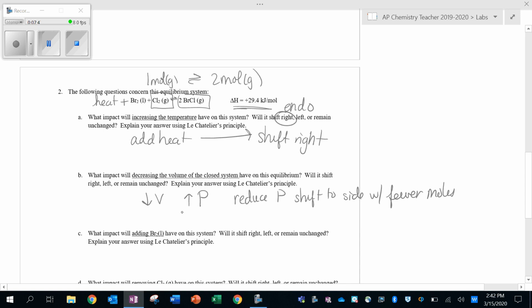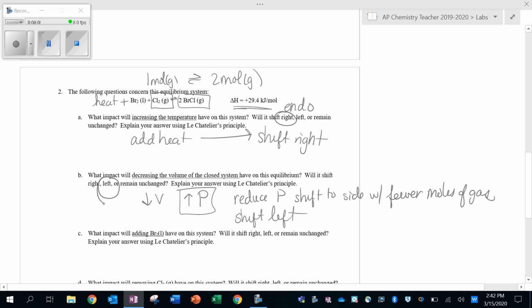If the pressure goes up, it's going to shift to the side with fewer moles of gas in order to reduce the pressure. If the pressure was too low, it would shift the other way. In this case, since the pressure has increased, it's going to shift to the side with fewer moles of gas, which is the left. So it's going to shift to the left.